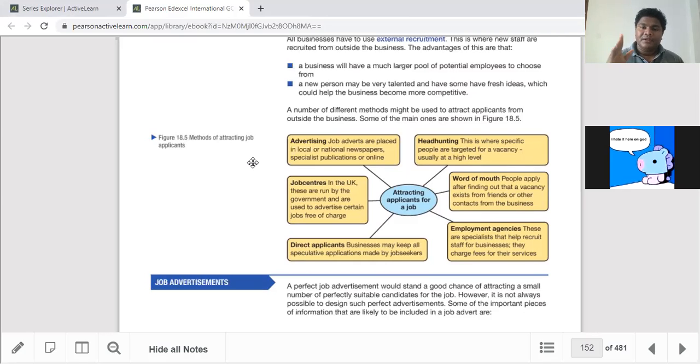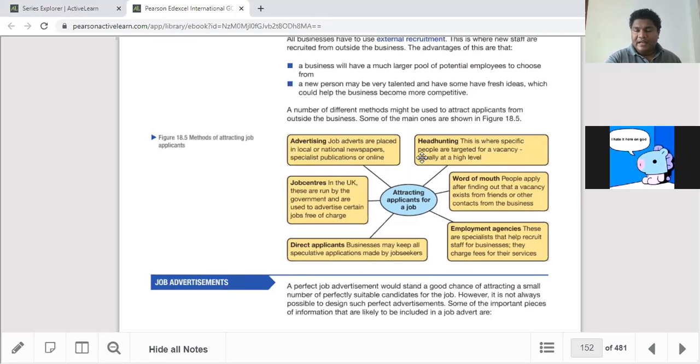And also there are some job advertising websites, some particular websites. So advertising means placing an ad in a local or national newspaper, specialist publication, or online. It can be online advertising or any paper advertisement, anything possible. It's a paid method, so it is costly.